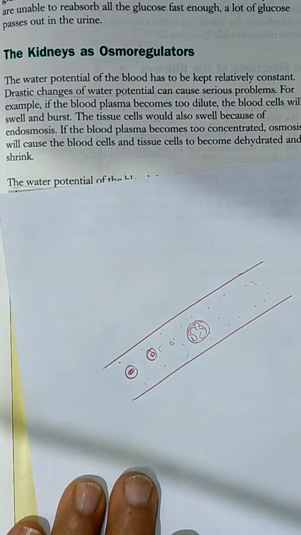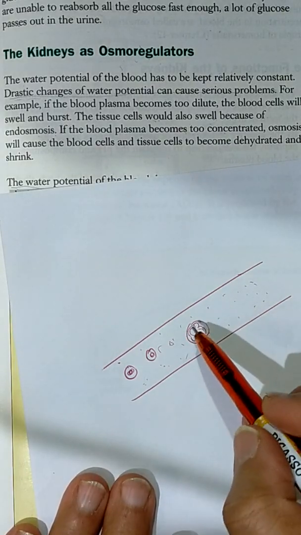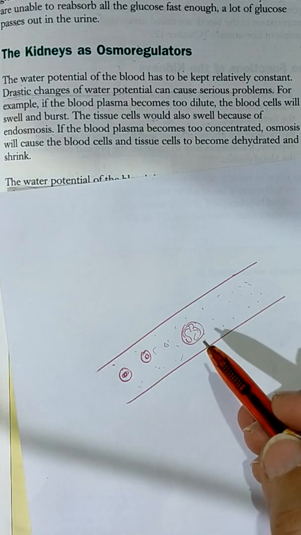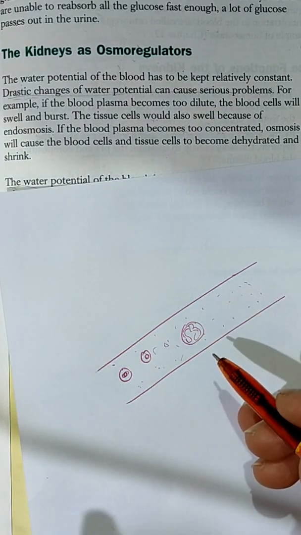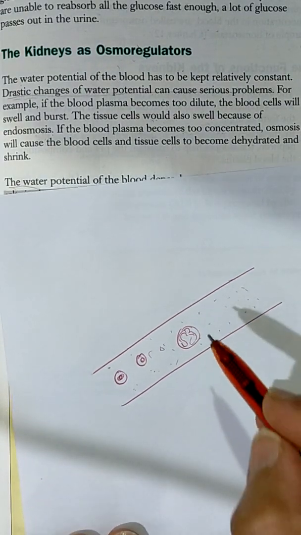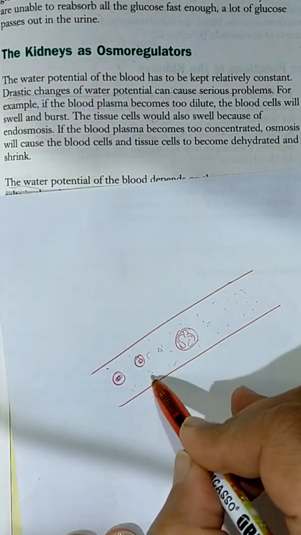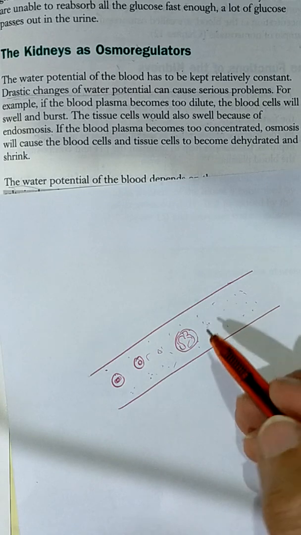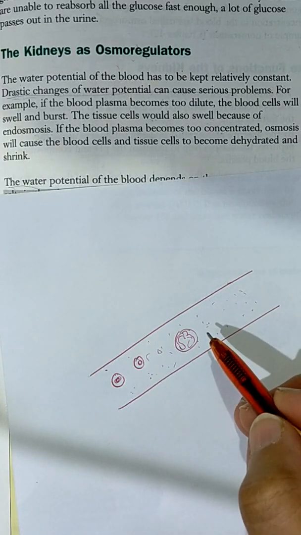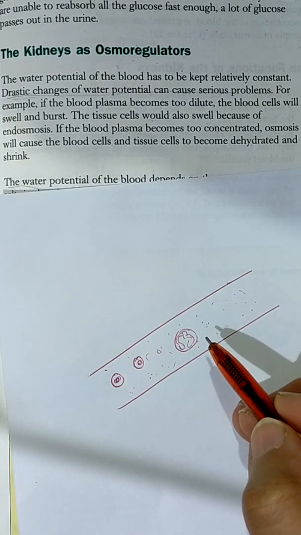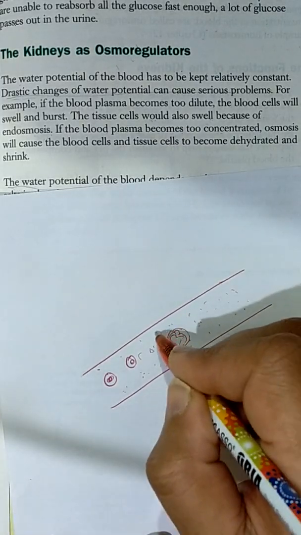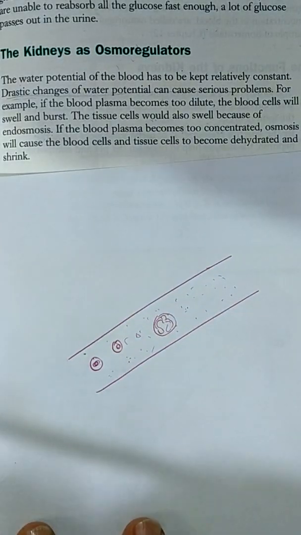The main thing is that the main functions of the body will work correctly when the water potential of the blood is maintained. How is it maintained? That is done by the kidney, which performs the role of an osmoregulator. For example, if salt content increases in the blood, then what will happen?